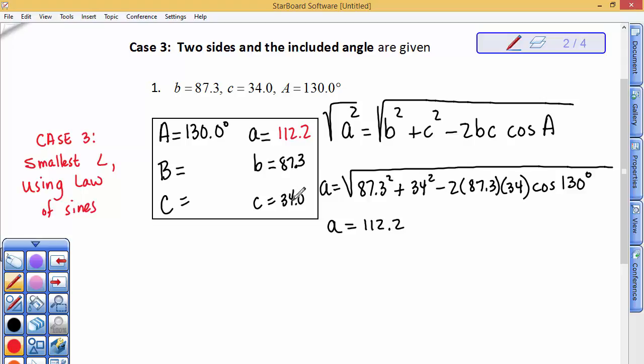Well, you go over here to decide. The angle that's the smallest is the one that's opposite the smallest side. So this is guaranteed to be the smallest angle. So you would use law of sines and solve for angle C next by going side C divided by the sine of angle C equals side A divided by the sine of angle A. Then you take this product right here and divide it by the 112.5. Let's go ahead and do it.